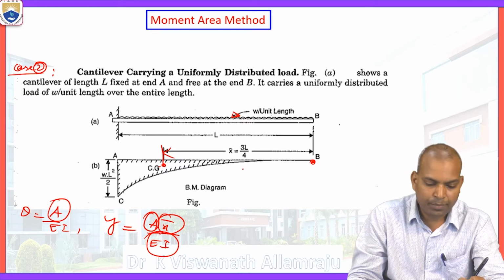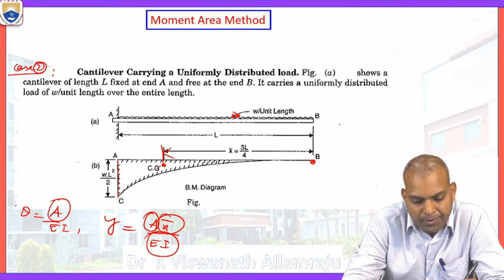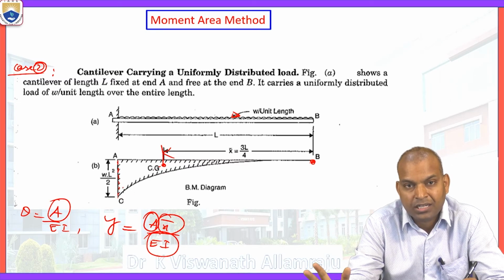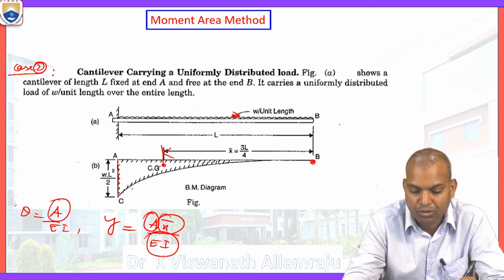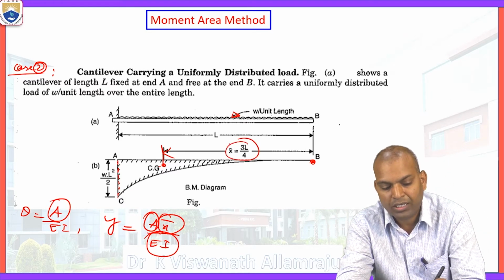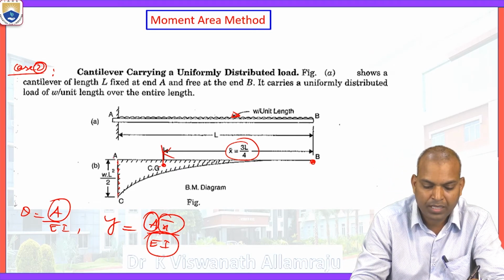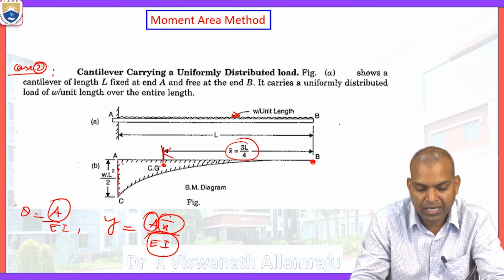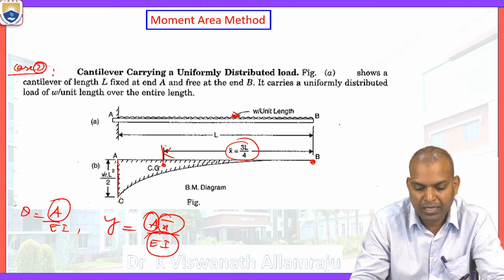Now after drawing the bending moment diagram, this is the diagram we obtain. But what is the variation? The variation is not linear, it is non-linear. So the x bar value for this type of variation is 3L/4. And what is the area? For this variation, the area is WL²/2 times L.